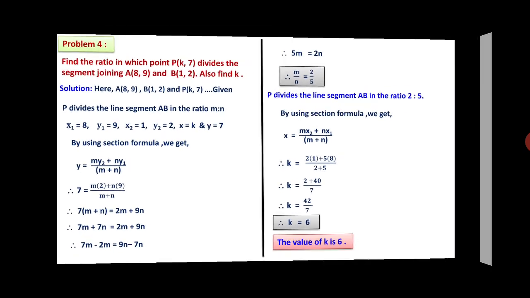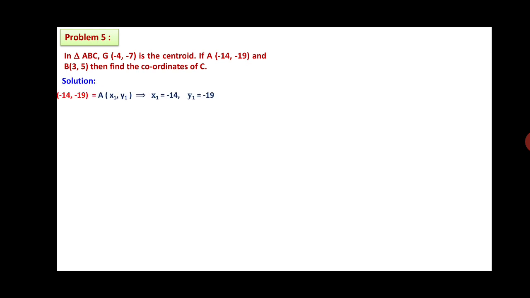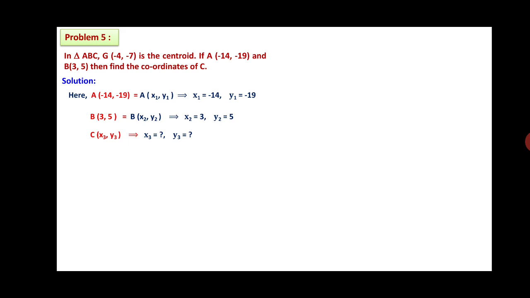Friends, now continue with problem number 5, which is: in triangle ABC, G(-4, -7) is the centroid. If A is (-14, -19) and B is (3, 5), then find the coordinates of the point C. A, B, C are the vertices of the given triangle. Now, what are the given things here? A(-14, -19) is A(x1, y1), where x1 is -14 and y1 is -19. Similarly, B(3, 5) is B(x2, y2), where x2 is 3 and y2 is 5. C(x3, y3): x3 and y3 we have to calculate.